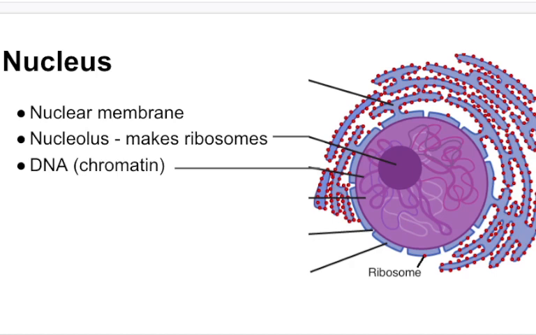The nucleus is the brain, or I would say it is the control center of a cell. It is surrounded by a nuclear membrane, sometimes called the nuclear envelope. The nucleolus, which is the densely packed center of the nucleus, is where ribosomes are synthesized. And DNA can be seen in the nucleus in a densely packed form called chromatin. And you can see that ribosomes are coming from the nucleus.